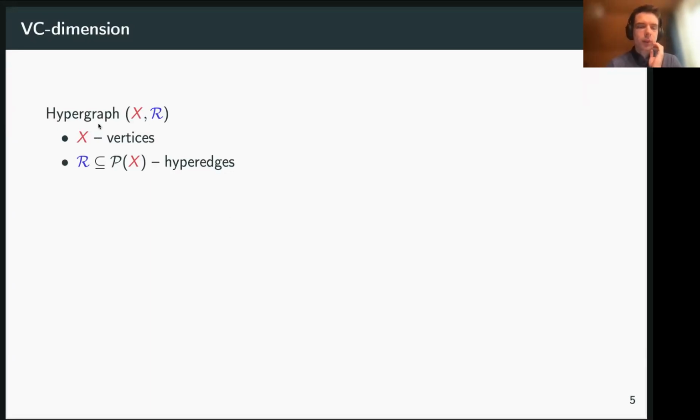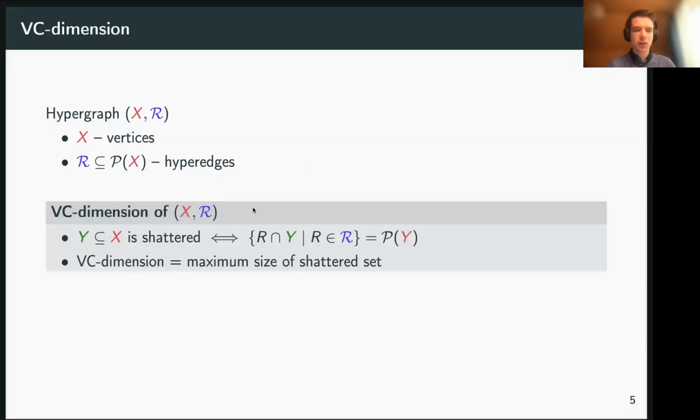When I talk about a hypergraph, a hypergraph is a pair of vertices and some hyperedges. Each hyperedge is just a subset of vertices in X. Now the VC dimension of a hypergraph. To define it, we first need a definition of a shattered set. If we have some subset of vertices Y, then we say it is shattered if we can cut out each possible subset using hyperedges of the hypergraph. So we take each hyperedge from the hypergraph, we take its intersection with the subset of vertices Y, and we want this to be the power set. So we want all subsets of Y to be cut out. If this is the case, then the set is shattered, otherwise not shattered. And the VC dimension of a hypergraph is the maximum size of a shattered set.